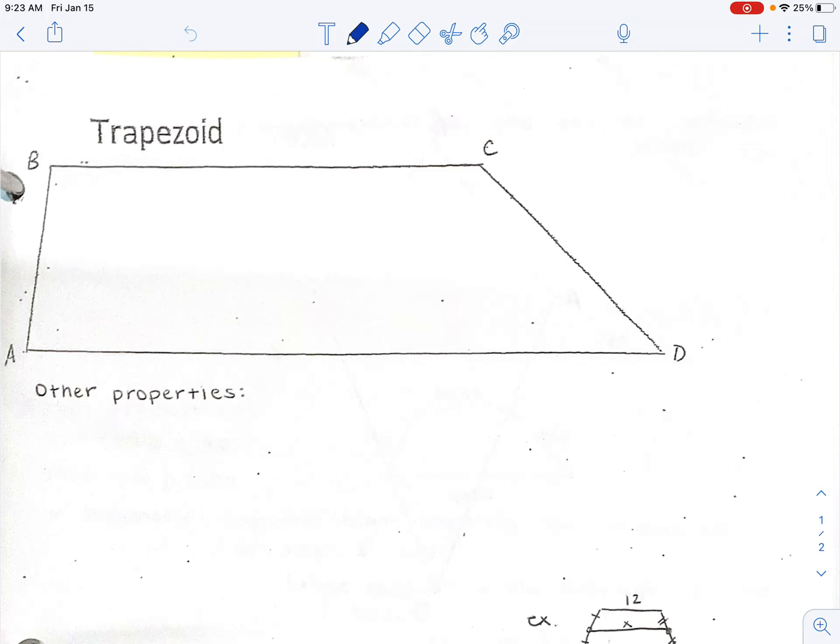All right, today we're going to be studying two more types of quadrilaterals. So we're going to get away from the parallelograms that we've been focusing on and go back to quadrilaterals, which are just four-sided shapes. The two shapes we're going to be looking at today are the trapezoid and the kite. So first up is a trapezoid.